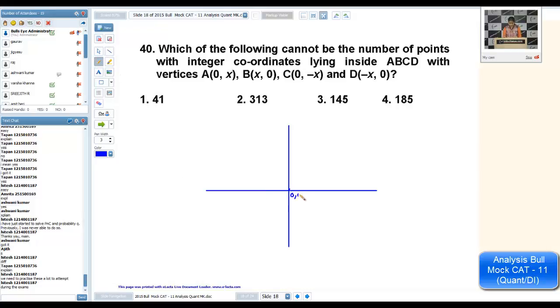See, this is (0, 0). These points are given: (0, x), (x, 0), (0, -x), (-x, 0). Let x be 1. So that will be the square.